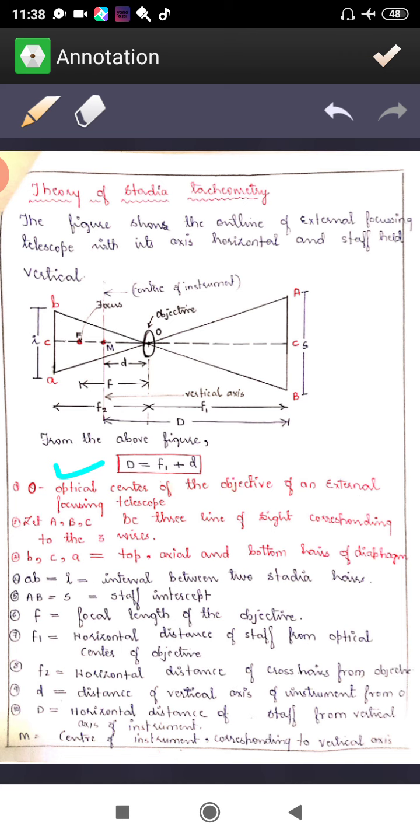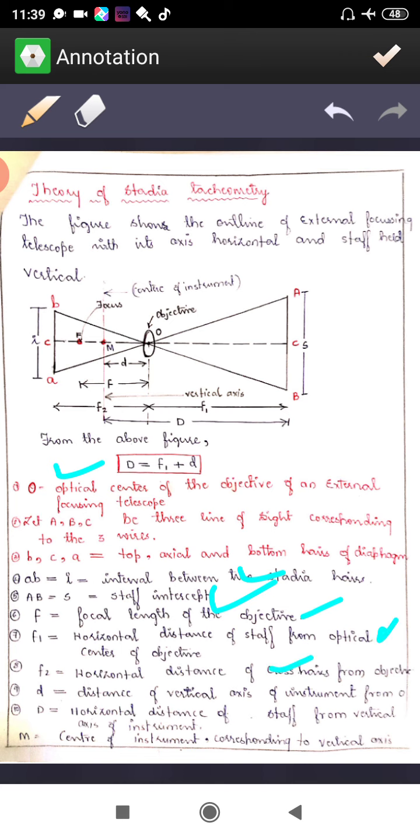Three threads. Then small a, b, c are the top, axial and bottom hairs of a diaphragm. AB, small ab is the eye, that is the interval between the two stadia hairs. S is the staff intercept. Then F is the focal length of objective. F1 is the horizontal distance between the staff and optical center.